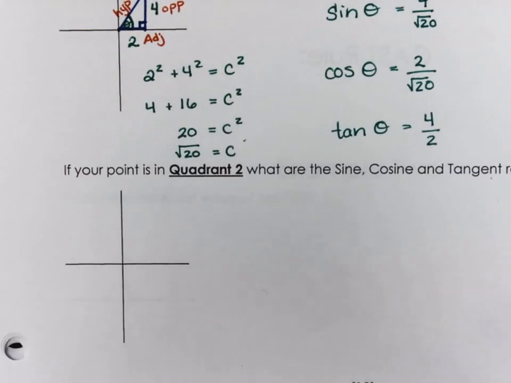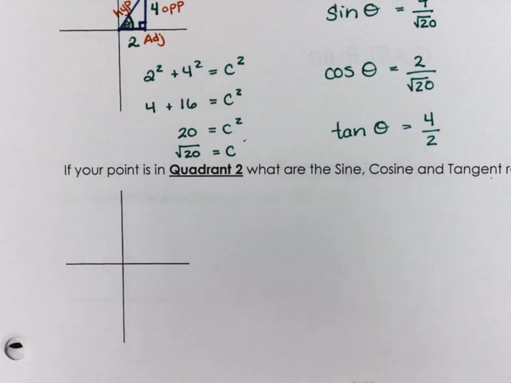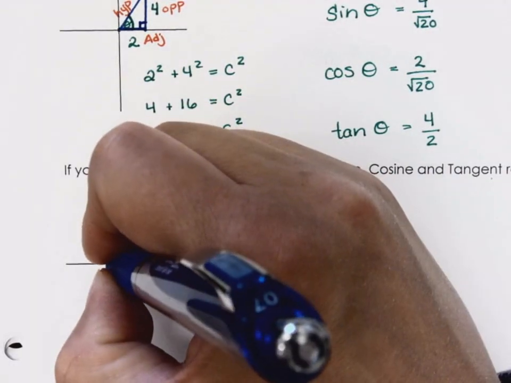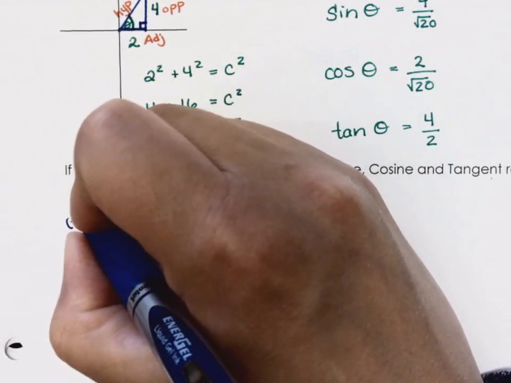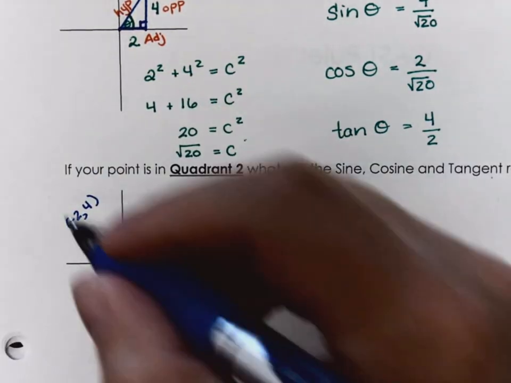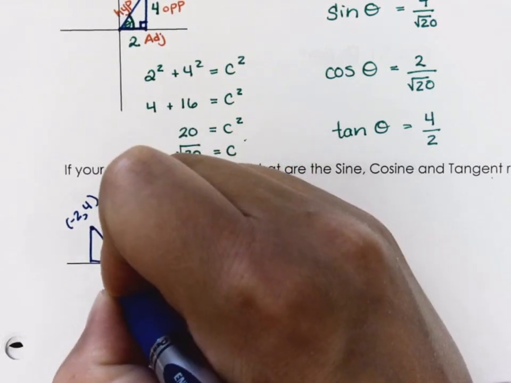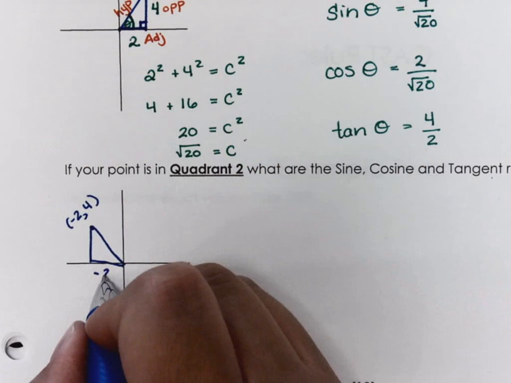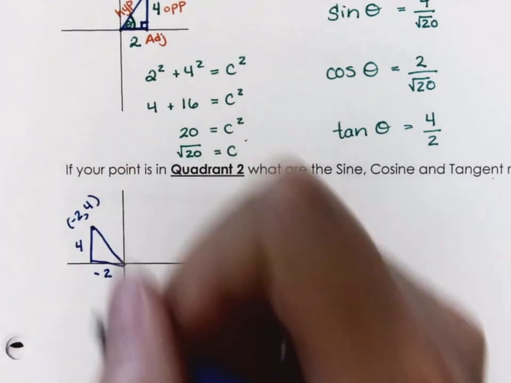So what if we moved that same point to quadrant 2? So if we were at 2, 4, now we're at -2 and still a +4. So if I draw on my triangle, there's my triangle. I know my base is -2. Doesn't that feel weird? I have a height of 4.